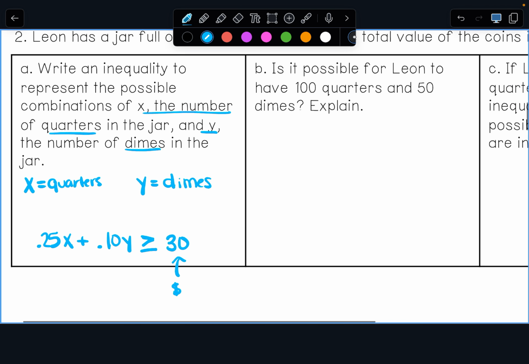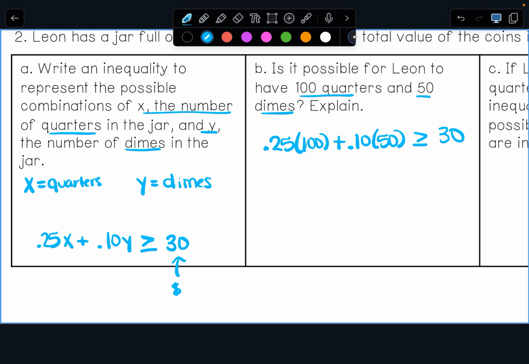All right. Now, is it possible for Leon to have 100 quarters and 50 dimes? How can we tell? We plug them in. We plug in 100 for quarters, 50 for dimes. So 0.25 times what? 100. 100 for quarters plus 0.10 times 50 dimes. Greater than or equal to 30.